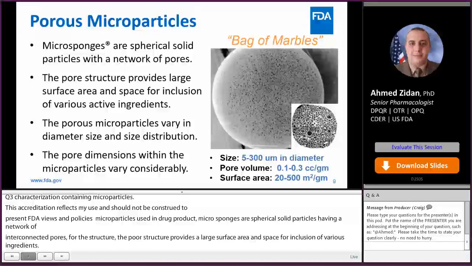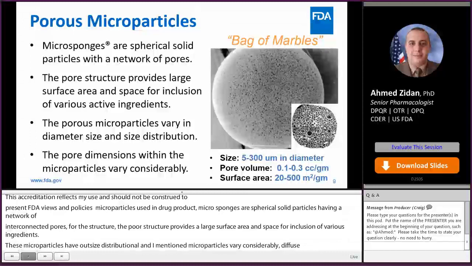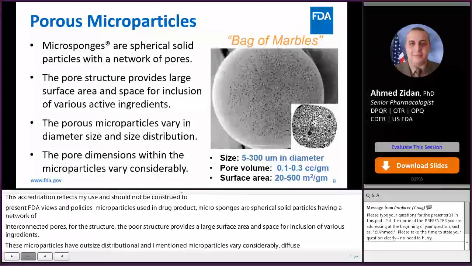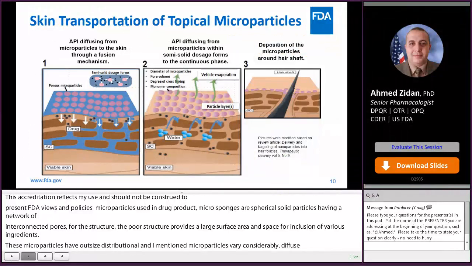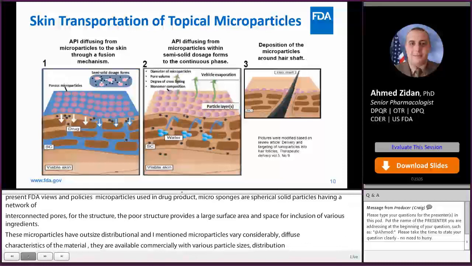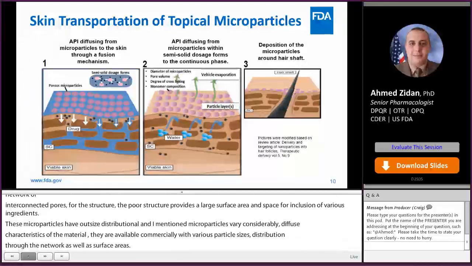They are available commercially with various particle size distribution, pore dimension, volume, tortuosity, and network of the internal space, as well as surface areas. When the drug product containing microparticles is applied to the skin, three scenarios may be used to explain the availability of API to the skin surface for percutaneous absorption.